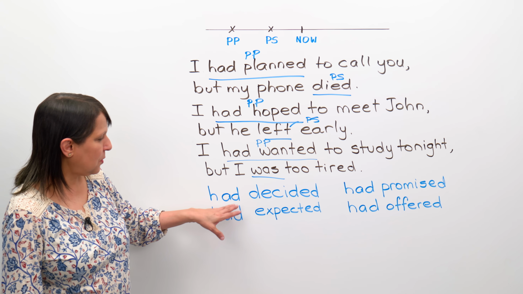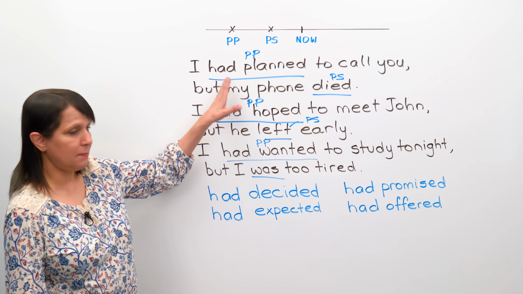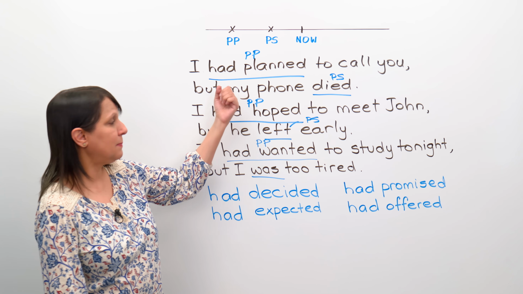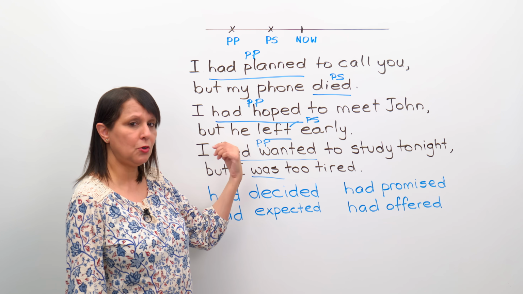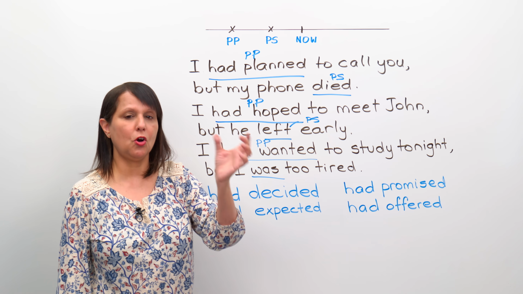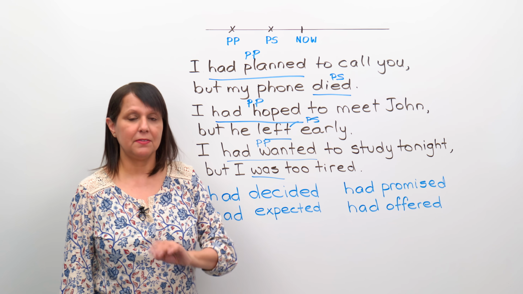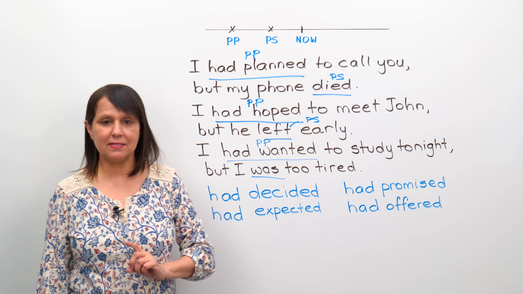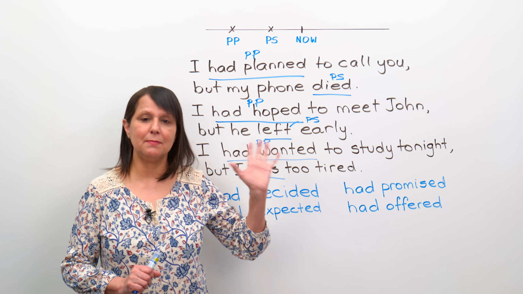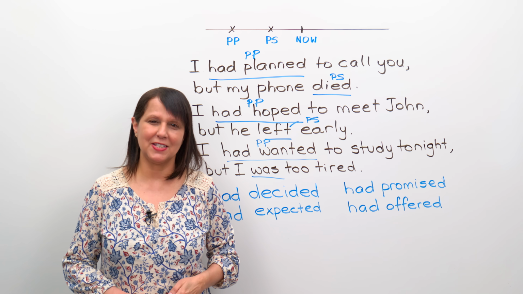All right? So here we saw this pattern. We saw the past perfect tense with an infinitive, right? I had planned to call. I had hoped to meet. Infinitive means when we say to call, to meet. I had wanted to study. That is one way. And next, I'm going to show you another little way in which you can use the same pattern to help you start using the past perfect tense.